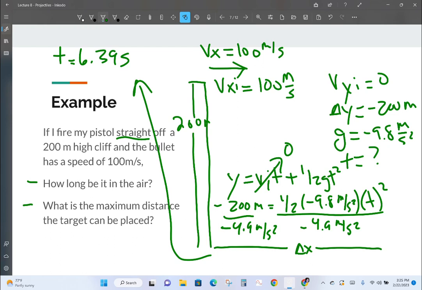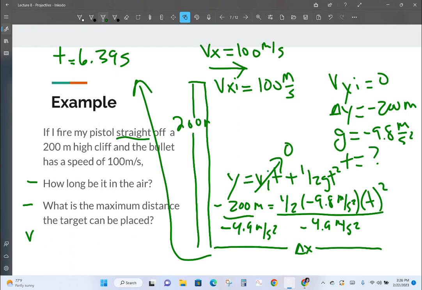Notice that if I had dropped a ball at the same time that I launched this bullet from the same height, it would be in the air the same amount of time. It would land exactly the same time as the bullet, but it would not land in the same place because the bullet is moving at 100 meters per second every second.